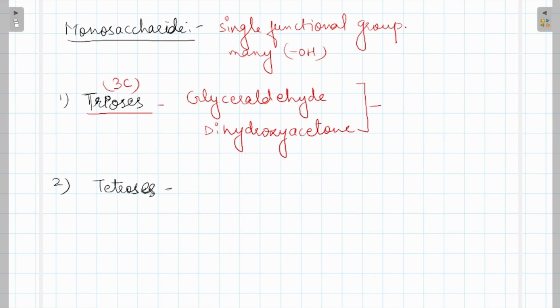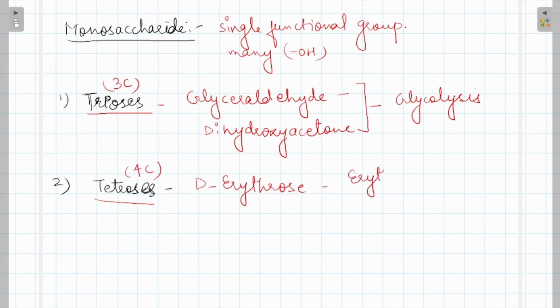Glyceraldehyde 3-phosphate is an intermediate in glycolysis and dihydroxyacetone phosphate is also an intermediate in glycolysis. Now tetroses, tetra means 4. So it will contain 4 carbons. Examples are D-erythrose and erythrose 4-phosphate. Erythrose 4-phosphate is an intermediate in the HMP shunt or HMP pathway. We will see this in the HMP pathway.